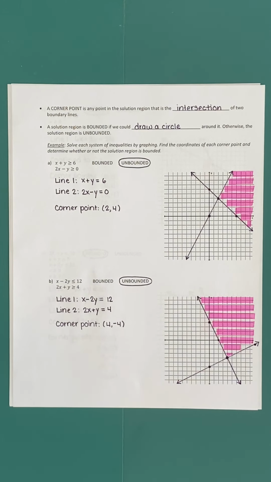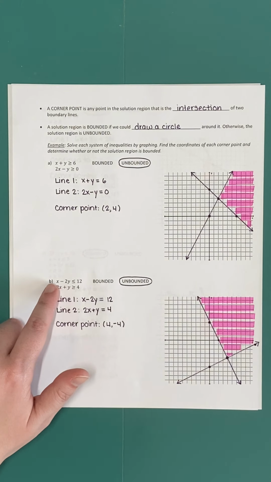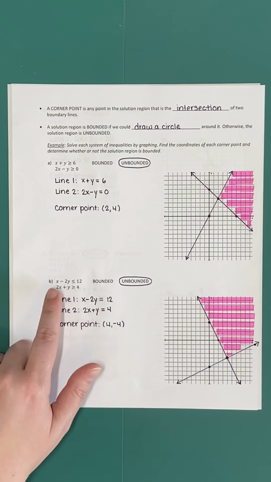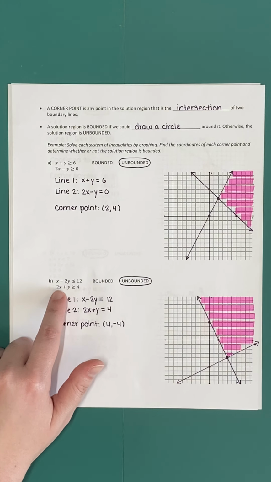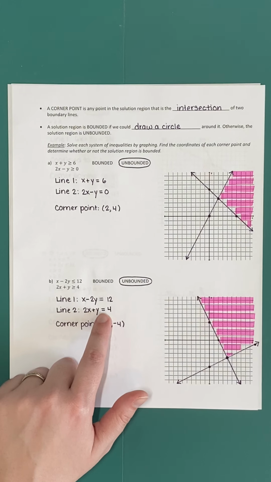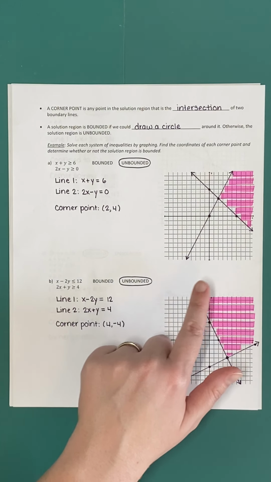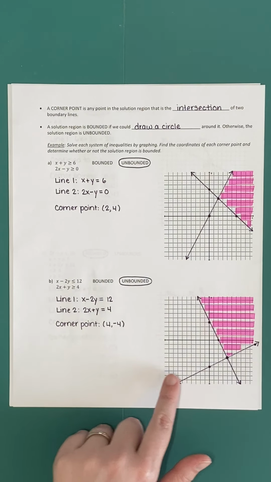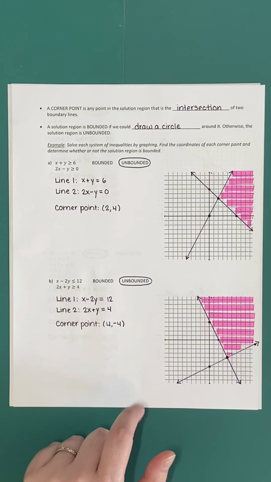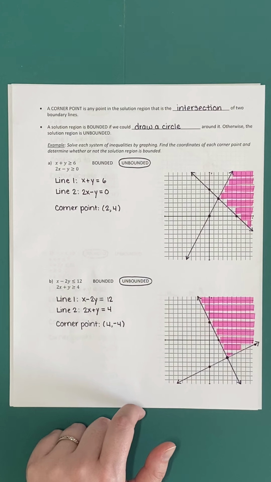Okay, so let's look at another one. x minus 2y is less than or equal to 12. 2x plus y is greater than or equal to 4. So again, if we were going to graph by hand, we start by converting these to equations. That gives us our two boundary lines that we draw. We draw our two boundary lines. In this case, we can note that those two lines intersect at the ordered pair (4, -4).